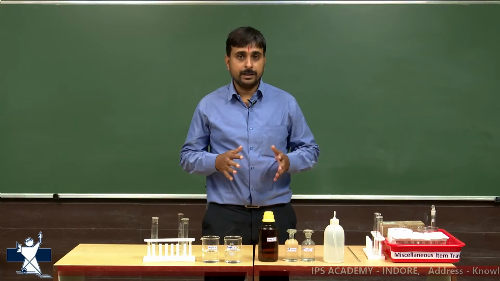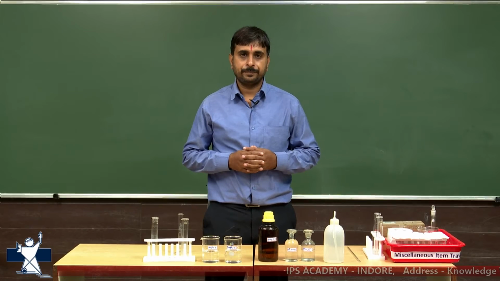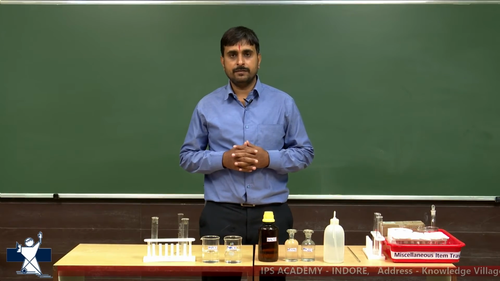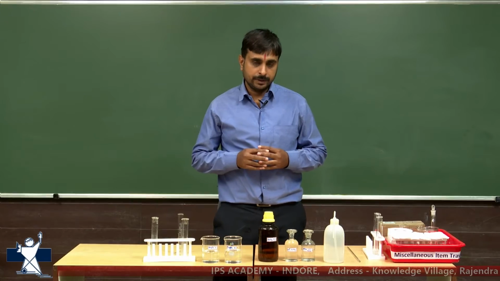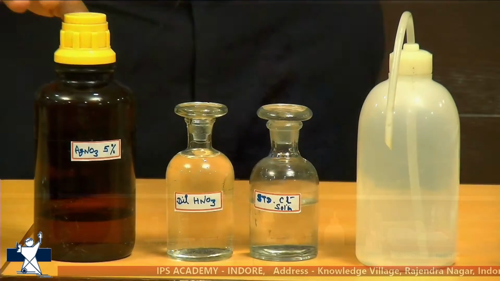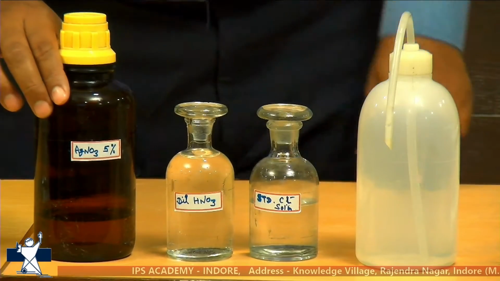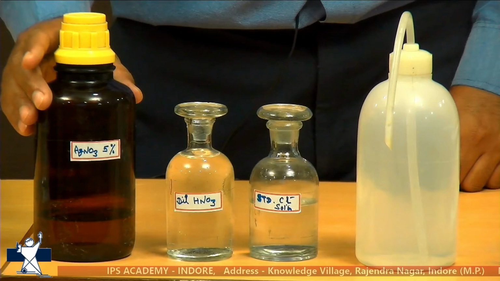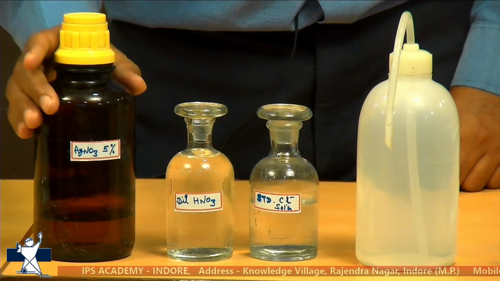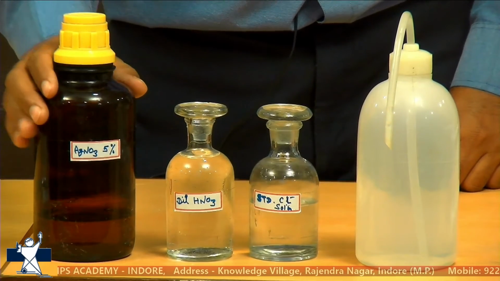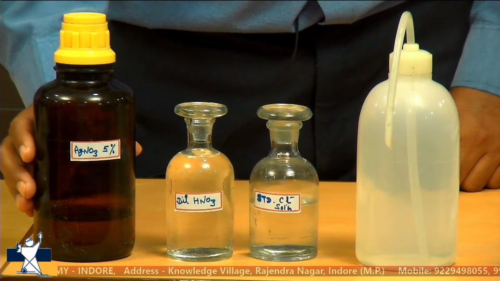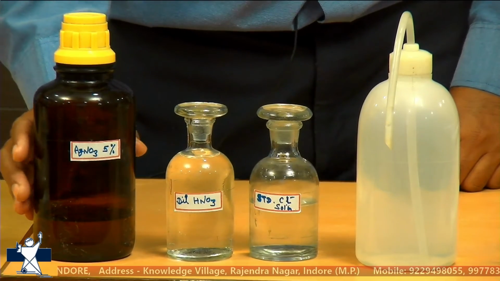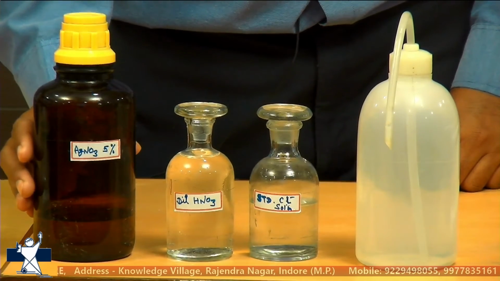Welcome to the practical part of this limit test of chloride. Initially, we will understand what chemicals we are having. We are having three basic chemicals over here. One is silver nitrate, 5% solution, and we are keeping it in an amber color bottle to avoid any chemical reaction. The silver nitrate solution decomposes in the presence of light, so we have kept it in an amber color bottle.